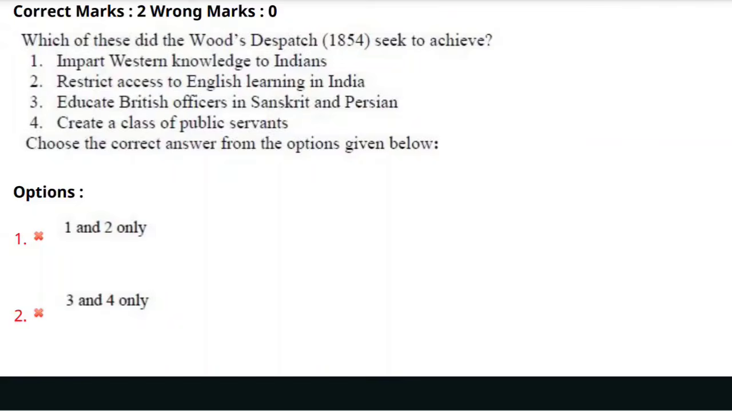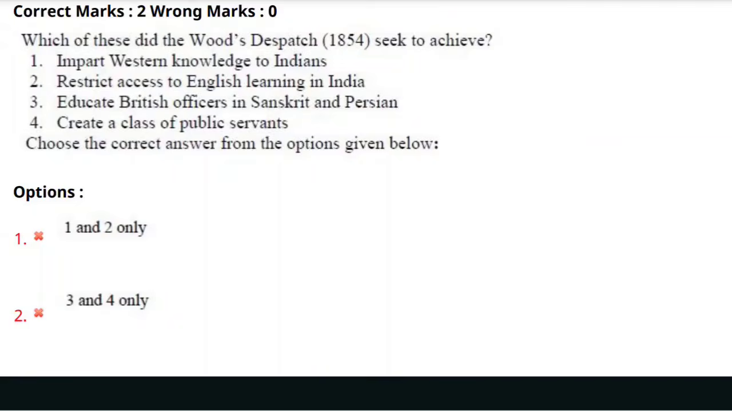Yes. And for the correct answers here, you need to pick two options. And the correct answer here is create a class of public servants. Yes, they want to impart Western knowledge to Indians so that they can create a class of public servants who can work under them, who can work under the Britishers, and to work as the intermediaries, which means the connection link between the British administration and the Indian population.